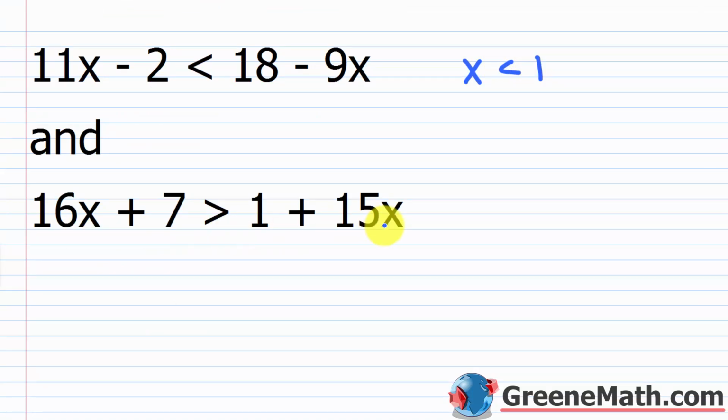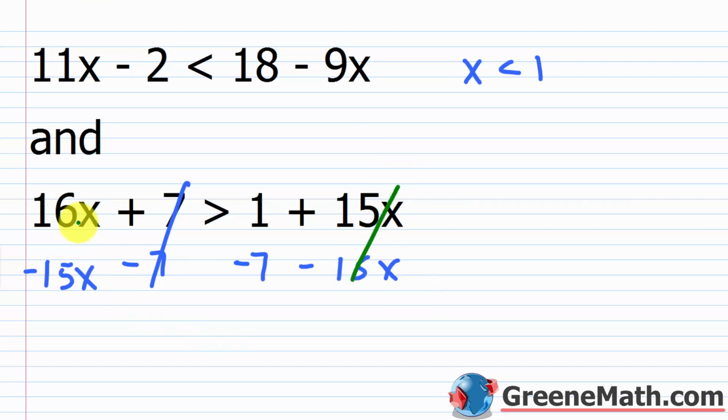All right, let's solve this one now. So if I have 16x plus 7 is greater than 1 plus 15x, again, I'm just going to go ahead and subtract 7 away from each side of the inequality. That cancels. I'm going to subtract 15x away from each side of the inequality. And this is going to cancel. So on the left, 16x minus 15x is going to be x.